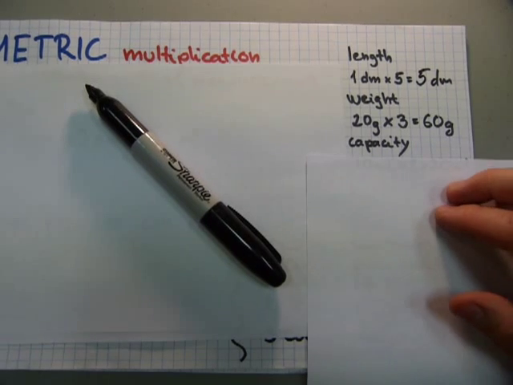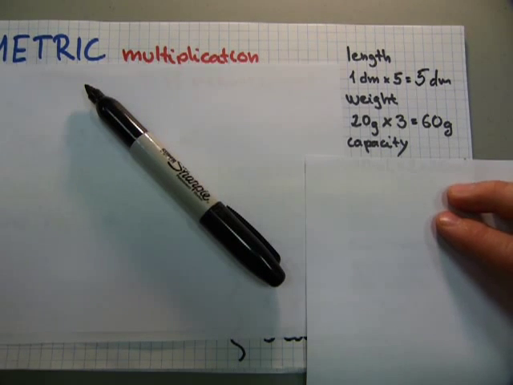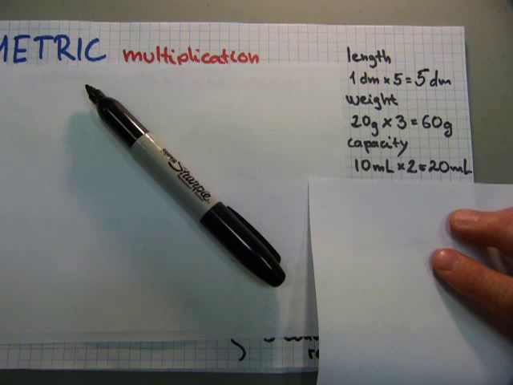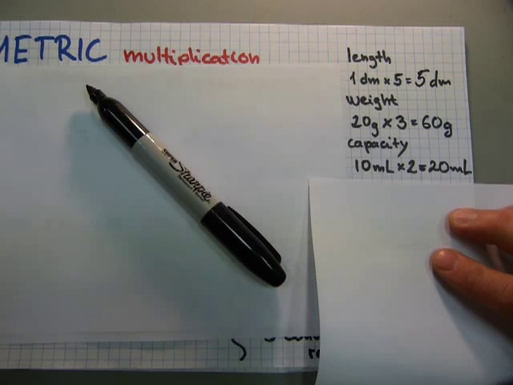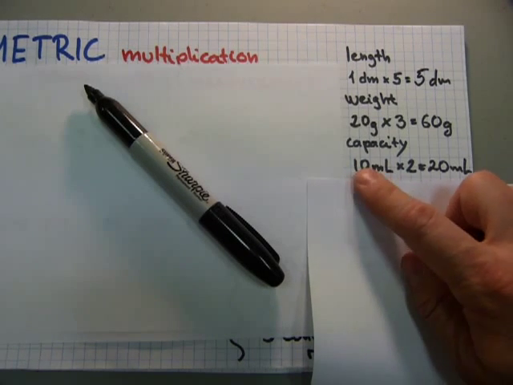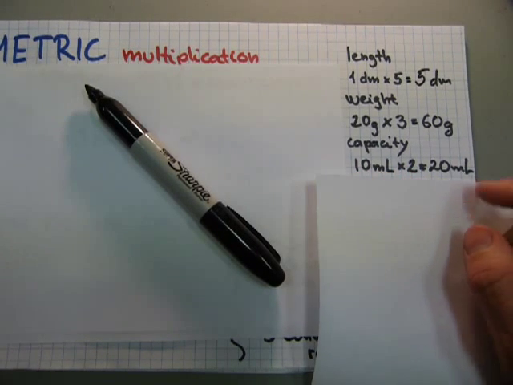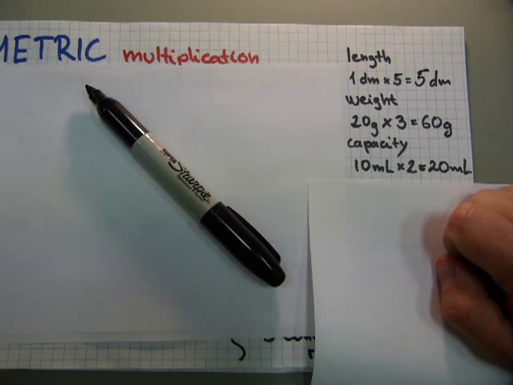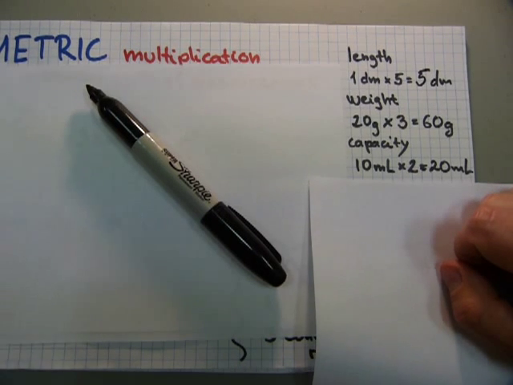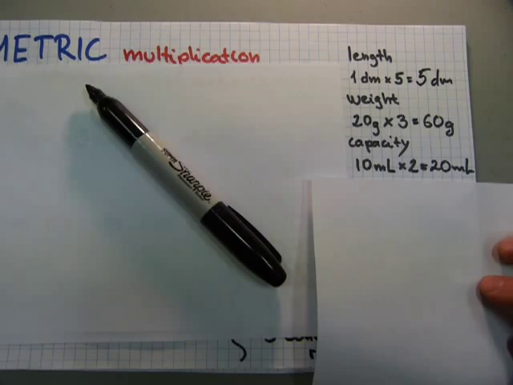Finally, another example here, metric capacity. For example, you have a 10 milliliter capacity, you want to double it, the final answer is 20 milliliters. 10 times 2, 20, and the milliliter just gets copied into the answer. So far so good, but that's where the simple problems pretty much end.